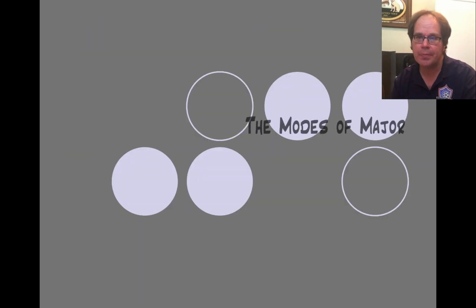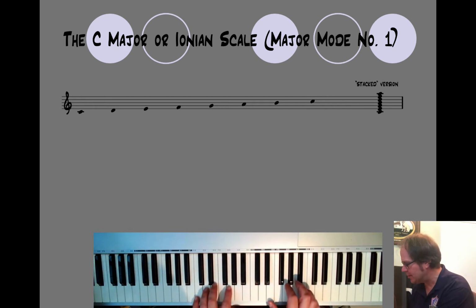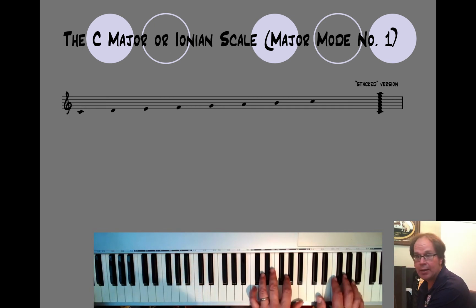So let's take a look at the modes of major. Let's just jump right into that. So here's a C major scale. When we talk about it in a modal sense, we talk about it as the Ionian scale. In other words, this is the first mode of major. And I already played the scale for you there, and then I played this sort of what I call a stacked version.